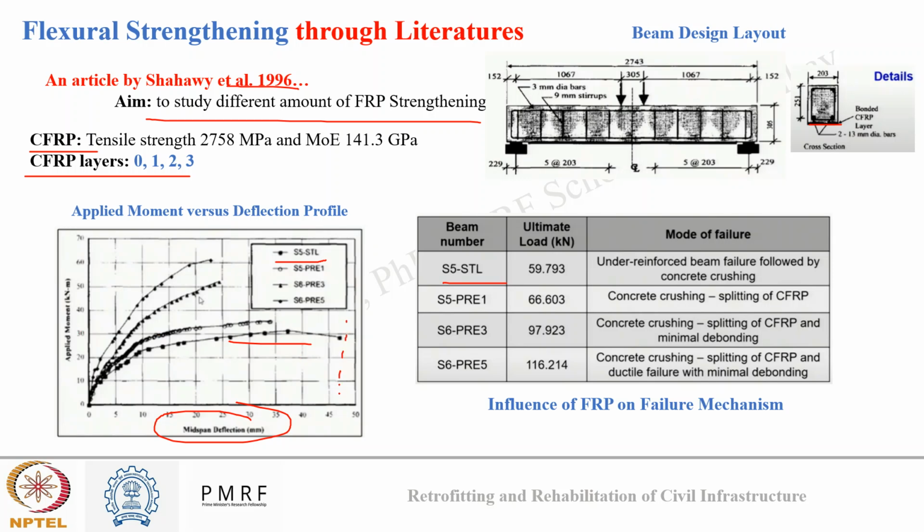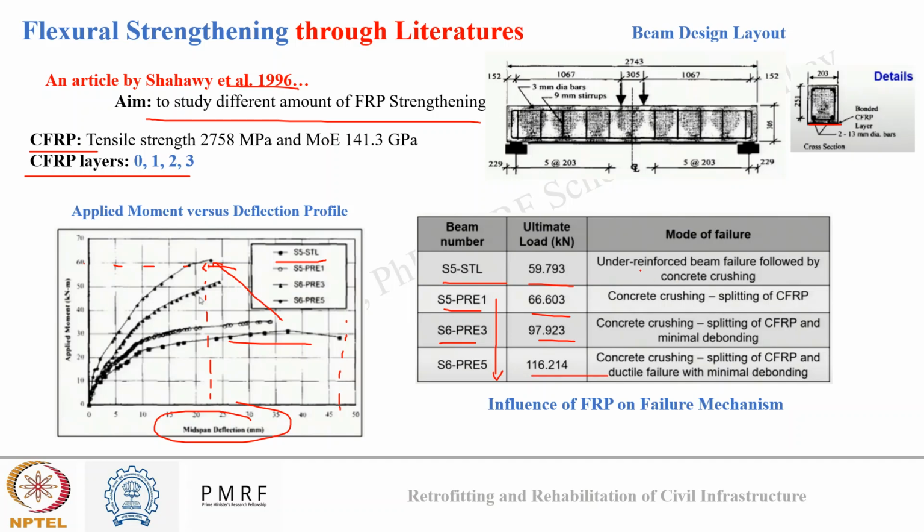Till here you can see deflection happened up to 45 mm. However, as the FRP layers were increasing, the moment carrying capacity of the beam increased and the deflection in the beam decreased. So as we said earlier, when we were talking about different factors affecting FRP flexural strengthening, as the amount of FRP is increasing, the strengthening of the structure is increasing, while the ductility is decreasing since the strain at failure is decreasing. In this table also you can see, as the FRP layers are increasing, the ultimate load carrying capacity of the structure increases.